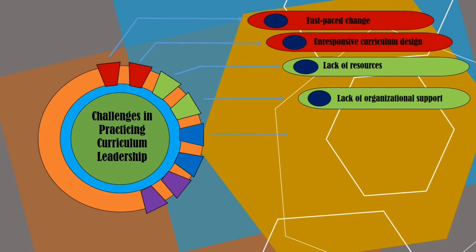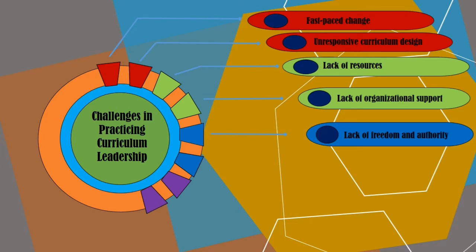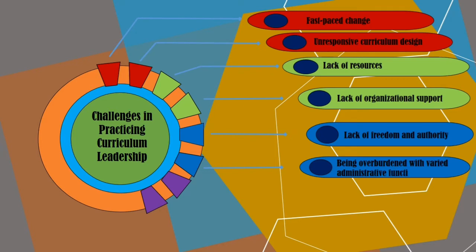Then another is the lack of freedom and authority to exercise leadership roles, because sometimes our leaders are also hand-tied because of policies that limit their authority to exercise these leadership roles. Then another is being overburdened with varied administrative functions. Our leaders play different roles in our schools.